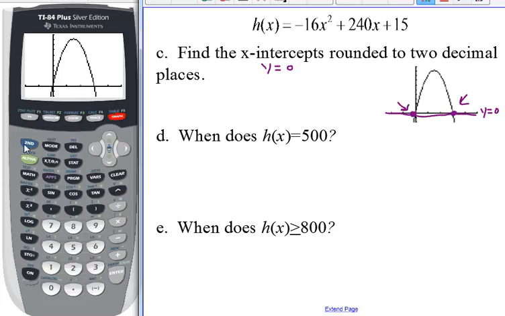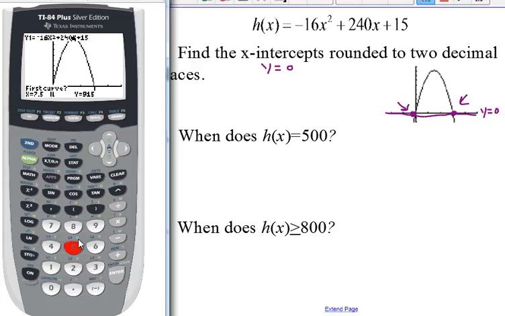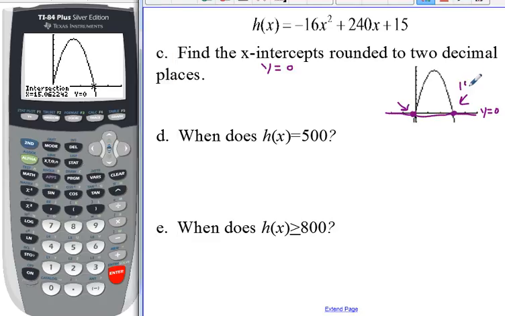So let's give this a go. We're going to hit second calc, and we're going to choose choice 5, which is to intersect. And we're going to go with our cursor to the right till we get close to this one. We press enter when it says first curve. When it says second curve, we press enter. When it says guess, we press enter. And that tells us the answer, 15.06. So 15.06 is one of them.